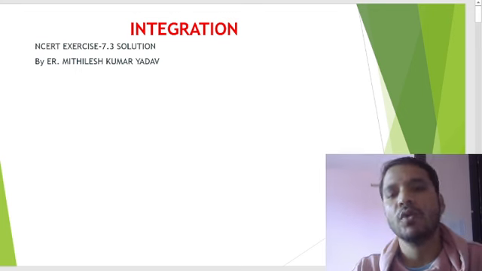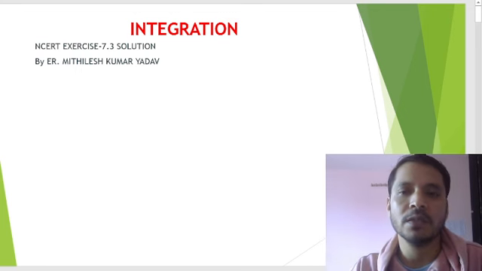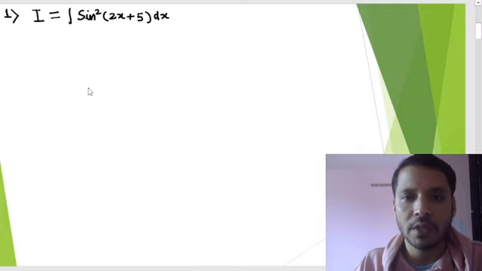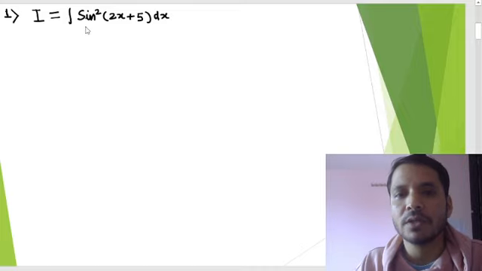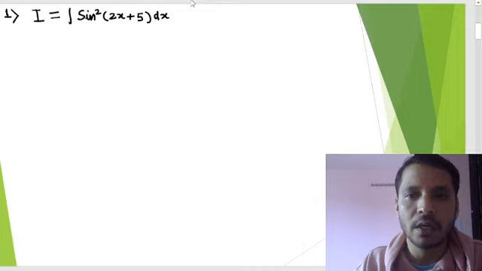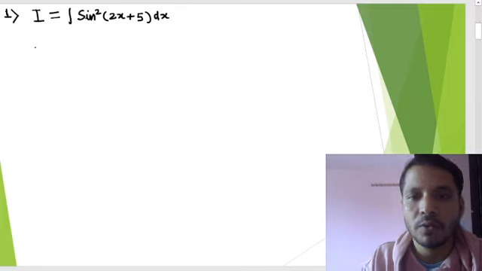Hello everyone. So today we are going to continue the integration exercise 7.3. The very first question of 7.3 is that we have been given the integral of sin²(2x + 5) dx. How can we integrate it? First of all, we need to apply one formula.